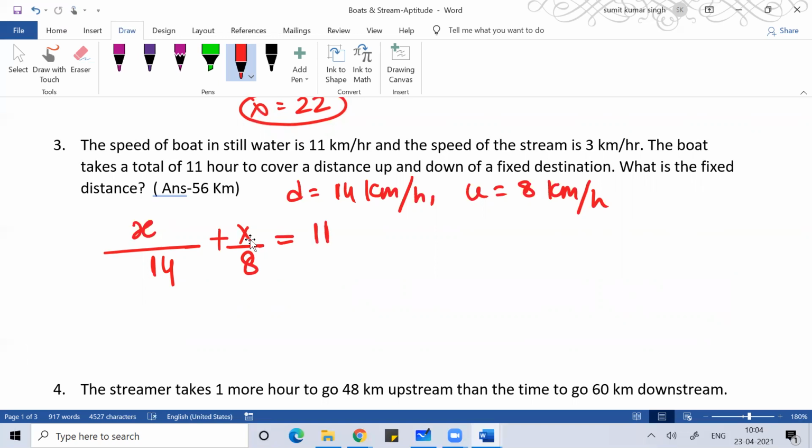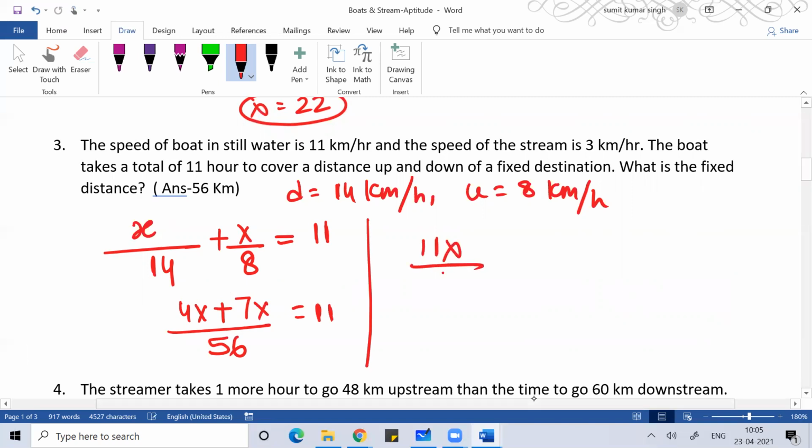You can solve this. Take an LCM. LCM will be 56. This is 4x plus 7x is equal to 11 times 56, so 11x by 56 is equal to 11. The value of x is 56.